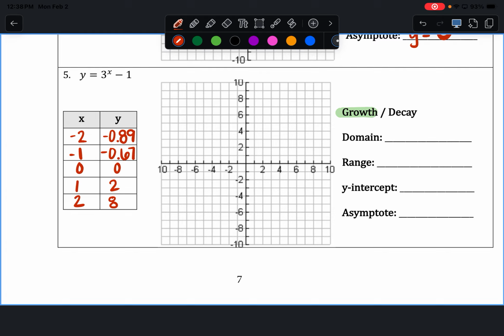Now, let's go ahead and sketch this in. We go to negative 2, negative 0.89. That's almost a negative 1, but not quite. Negative 1, negative 0.67. That's almost at a half, but not quite. Then 0, 0, 1, 2, 2, 8. Now, where is my asymptote this time? It's at negative 1. We know that because this minus 1 is saying our asymptote is getting moved down 1.